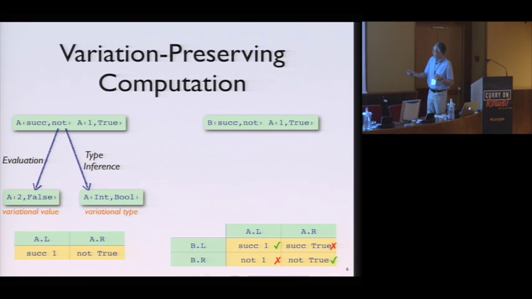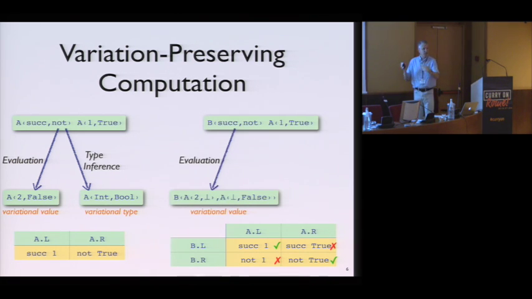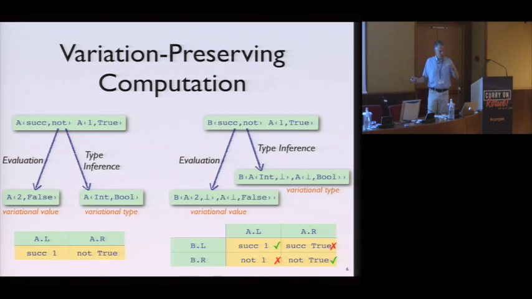Now for this program, the same thing. We can try to evaluate it, and we get a variational value back. And here you can see that we have two cases where the value is undefined because of the type errors involved. And similarly, if we do type inference, we also get, in this case, a variational type, and we have two type errors that are also reported here as part of the variation.